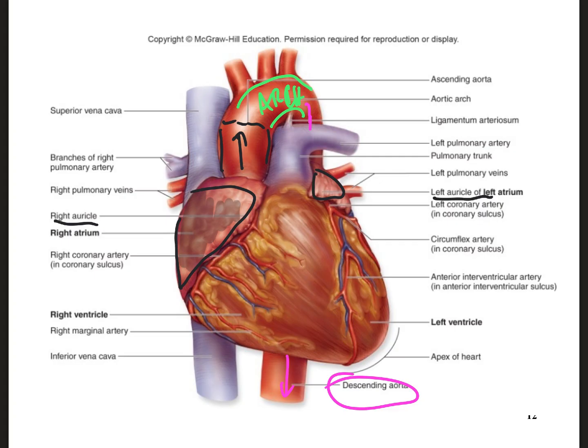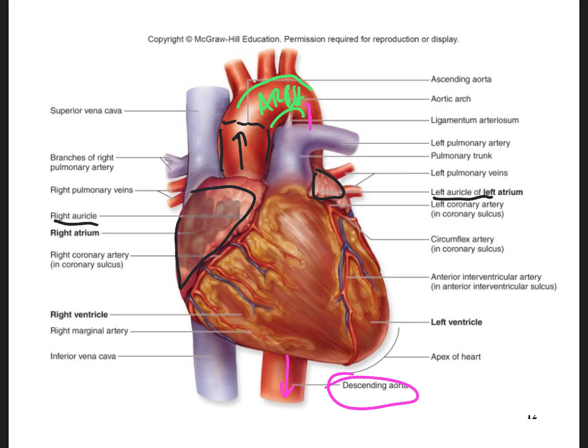So why don't the ventricles have auricles? Well, the ventricles have a bunch of muscle that is going to push blood out. We don't want the ventricles to expand, right? We need them to contract and eject blood, right? The auricles can expand to accommodate more blood coming back.